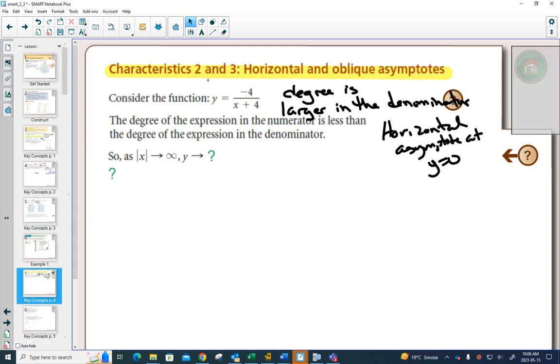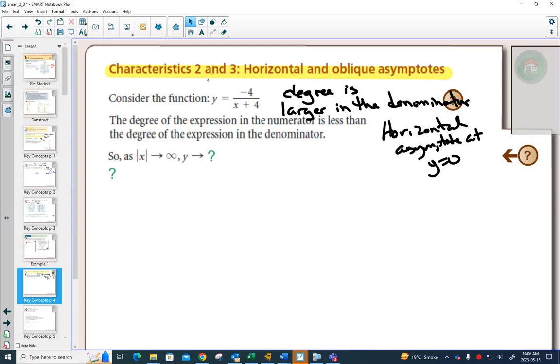I mentioned this before, but I'll say it again. Horizontal asymptotes tell you what's happening at extremes, at end behavior, as x gets very big, either positive numbers or very big negative numbers. So what happens here, if I put in a huge number for x, I would basically have -4 divided by 1,000,000,000.